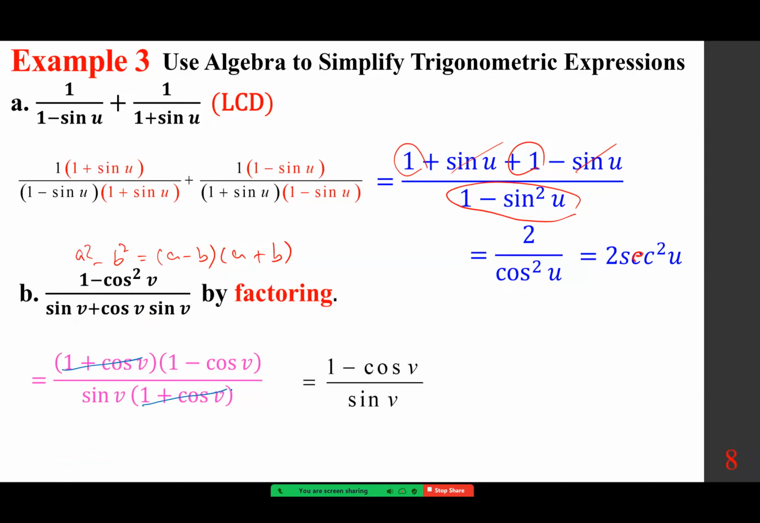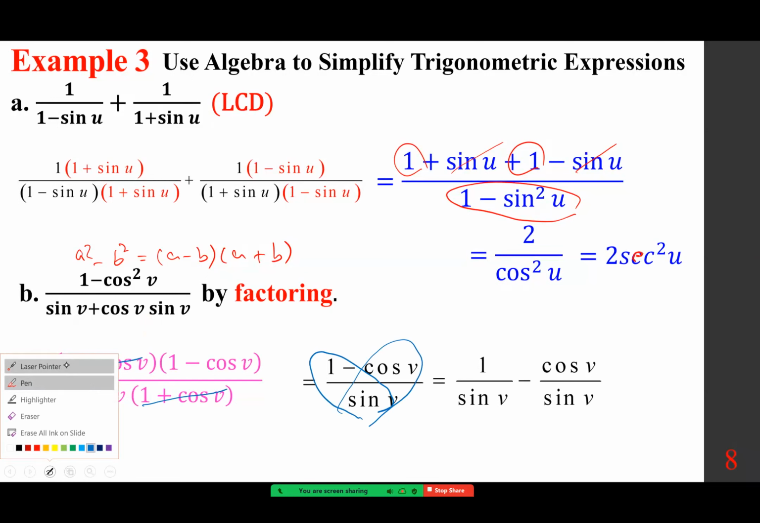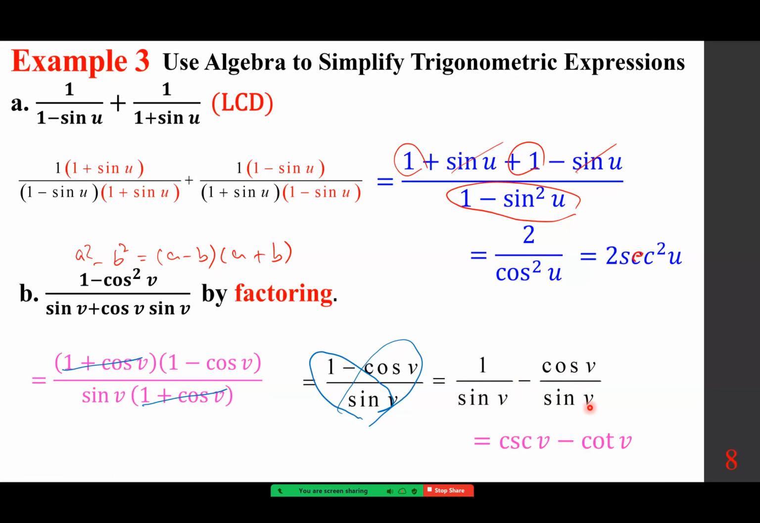If we cut this into two fractions, this is 1 over sine v minus cosine over sine. And as you know, 1 over sine is cosecant, minus cosine over sine is cotangent. The final answer.